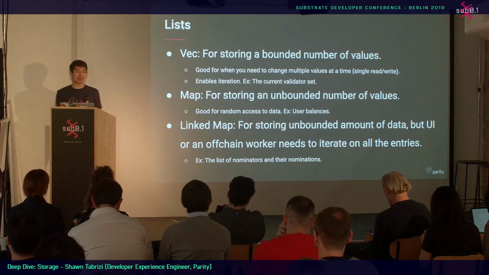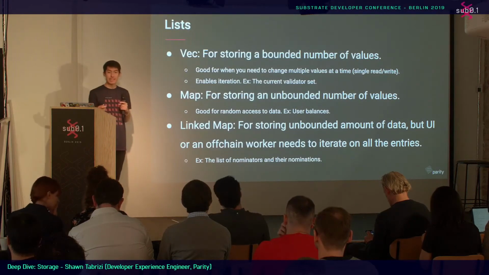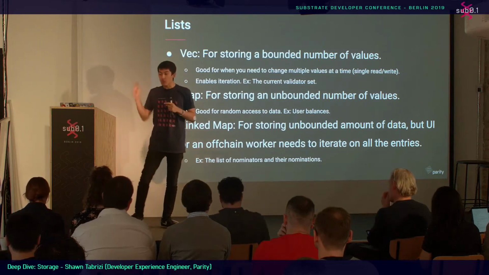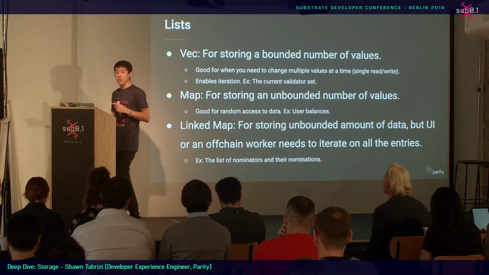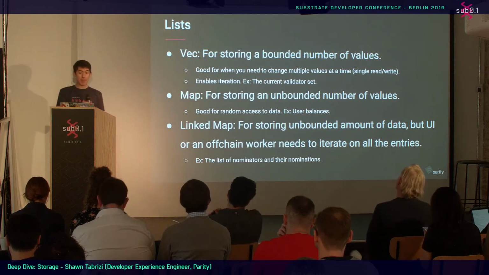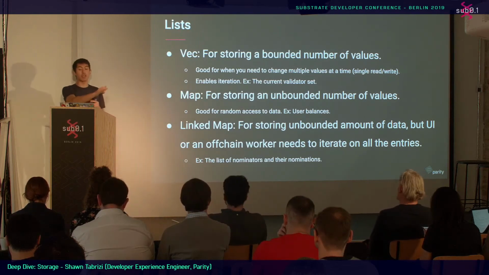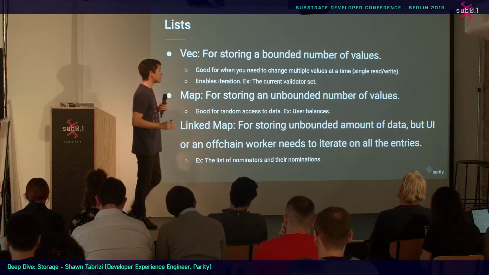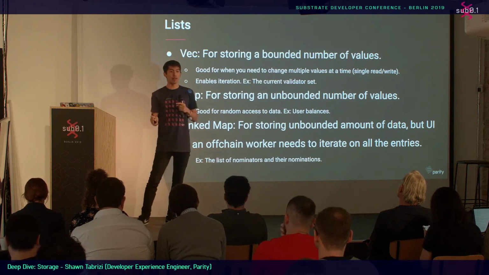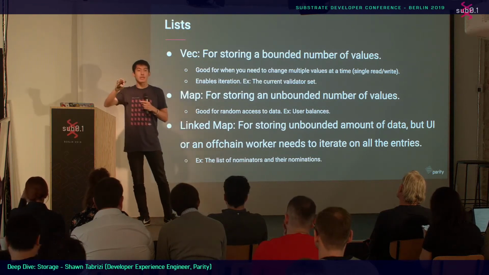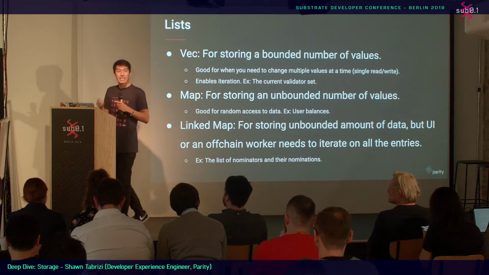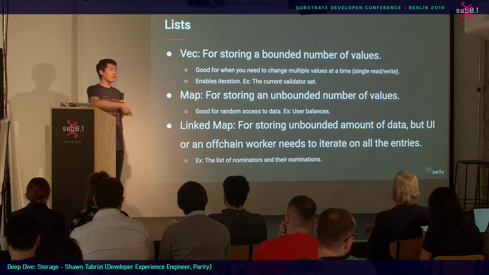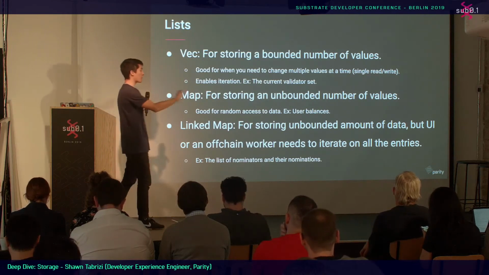Finally, we have this linked map. And linked map is honestly a trap. It's something that we provide to you, and you should be very careful how you use it. It only makes sense to use a linked map if you're storing an unbounded amount of data, like a map, but your UI or off-chain worker needs to iterate on entries, not you. What's really important in your runtime is that you're not iterating over unbounded data. You cannot create a weight function. You cannot create security around your runtime logic if it's unbounded and you have some kind of loop there. So this linked map is really more of an implementation detail for this off-chain UI stuff.